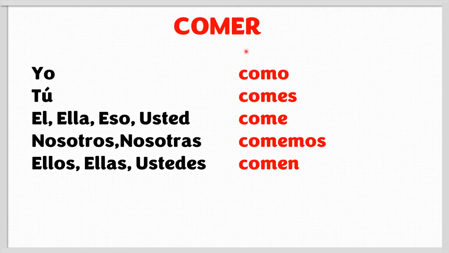Comer means to eat. Como, comes, come, comemos, and comen. As you can see, comer also keeps the vowel e, like hablar. Hablar also kept the vowel a, and we only add the o in the first person. Also in hablo, hablar became hablo. And this one is como.